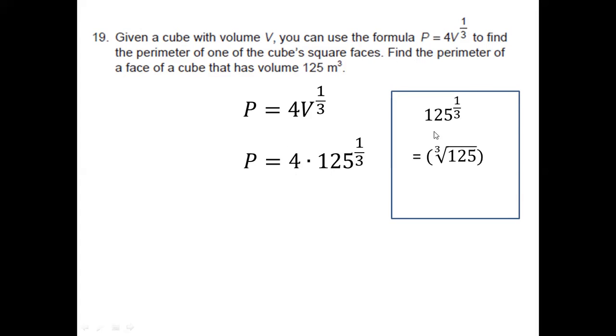We are well aware how to solve these now, right? As there is no other number in the numerator, there will be nothing outside the radical. So which number multiplied 3 times gives us 125? The one and only 5. There is no other number. So if you solve this, you get 5, and already we had a 4. So 4 multiplied by 5 is going to give you 20 meters.